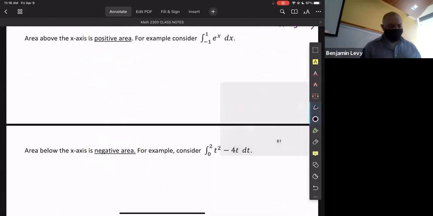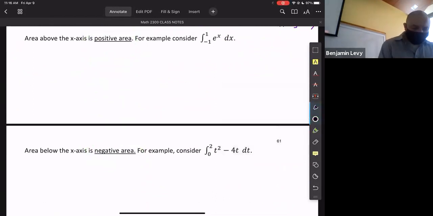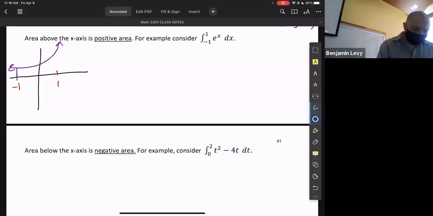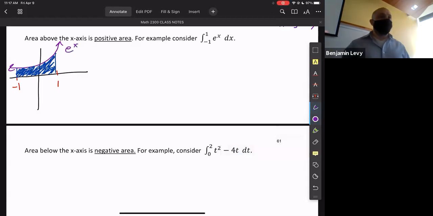So in this first one, we're just integrating e to the x from -1 to 1. I hope we all kind of know what e to the x looks like. It just does this kind of thing, right? And so we're about to calculate this area. And it's above the x-axis. All of it's above the x-axis, and so it should be a positive number is what I'm trying to show you here.